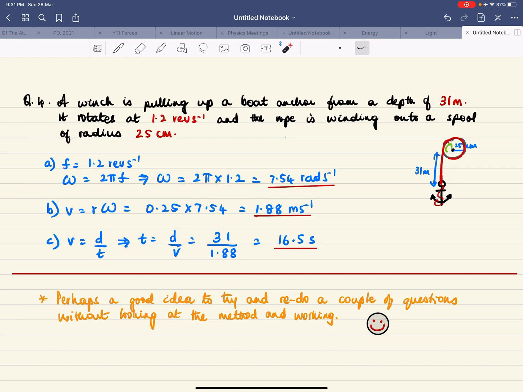And then if you want the linear speed, it is r omega. The radius of the winch is 25 centimeters. Convert that to meters, times your omega, and you get the answer. And then how long does it take? You just use v as distance over time. Your distance is this 31 meters, and your time is what you have to find out. So time is distance divided by speed. You have your linear speed and you get your answer.